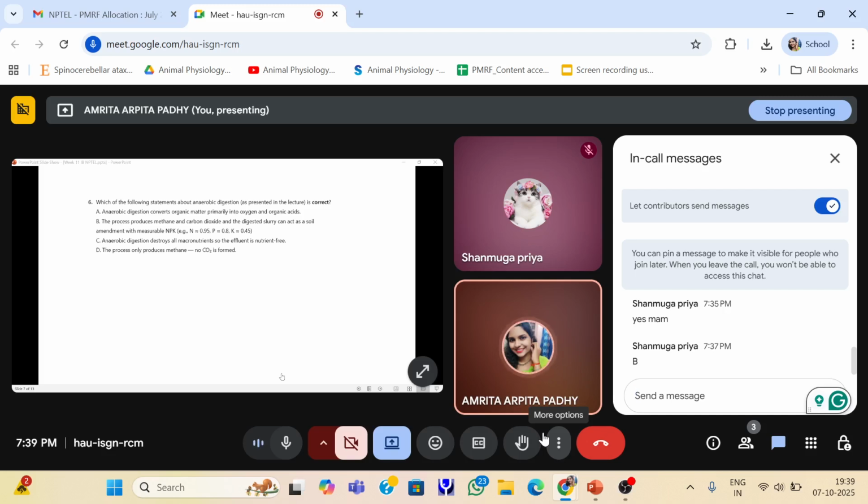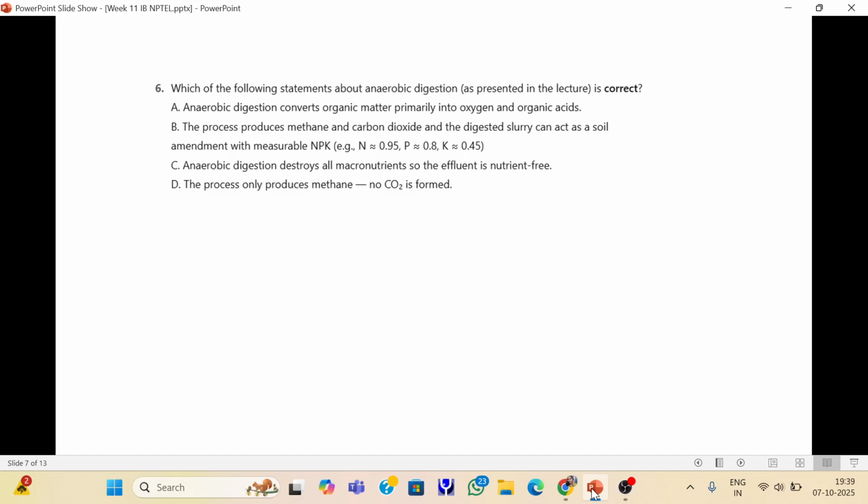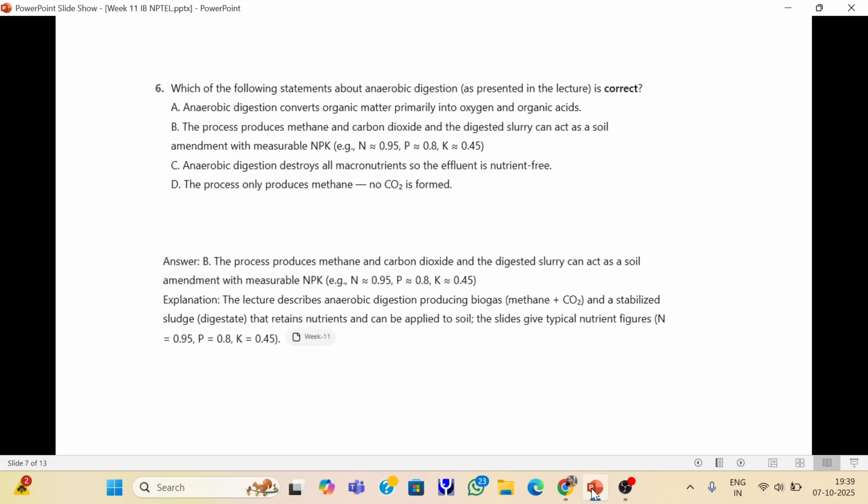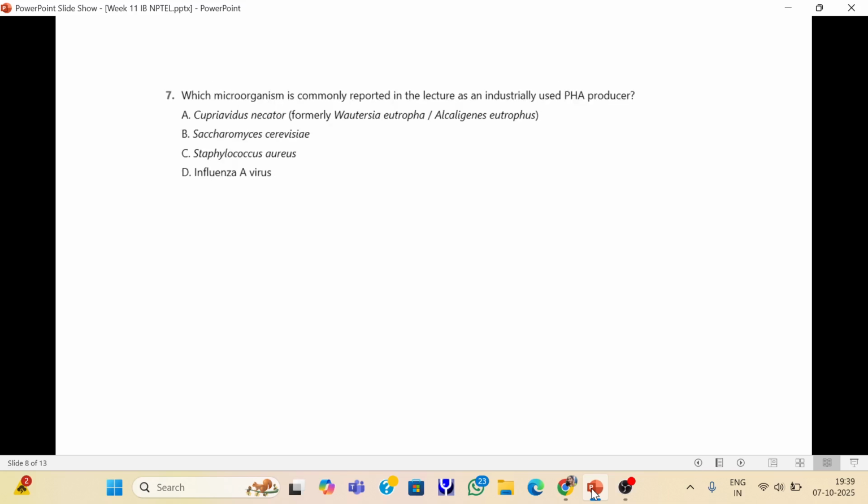Okay, let's see what is the correct answer to this question. It is B. The process produces methane and carbon dioxide, and the digested slurry can act as a soil amendment with measurable NPK. Okay, moving on to the next question.